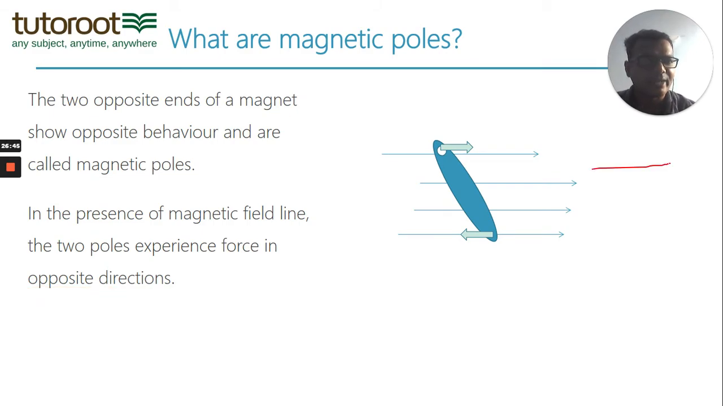Here you can see that the magnetic field lines are going from left to right. Now you see that one pole of the magnet gets attracted towards the right along the direction of the magnetic field, but the other pole gets repelled, or experiences a force in the opposite direction, away from the magnetic field. So in the presence of magnetic field lines, the two poles experience force in different directions. Now which pole goes along the magnetic field and which pole goes opposite to it, let's see.